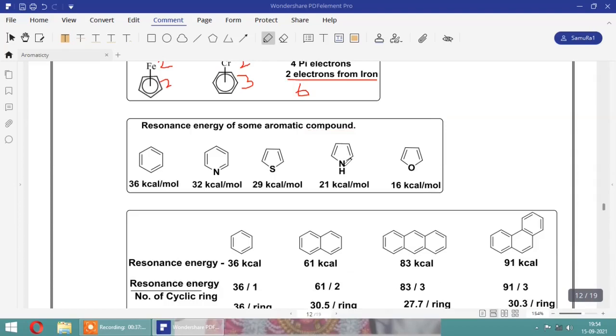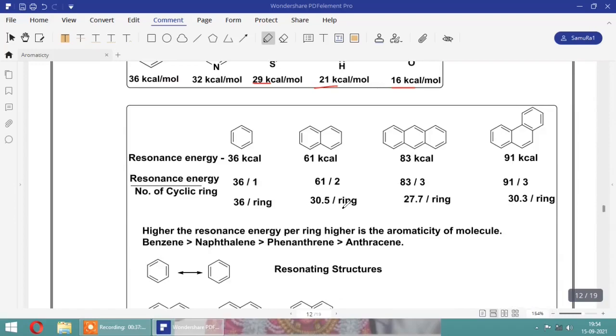Resonance energy of some aromatic compounds is given. Benzene 36, pyridine 32, thiophene 29, pyrrole 21, furan 16. Remember the resonance energy well. I have given the resonance energy: benzene, naphthalene, look, as rings are added the resonance energy keeps increasing. You take anthracene, this is phenanthrene. So if you add a ring, then the resonance energy goes on increasing.